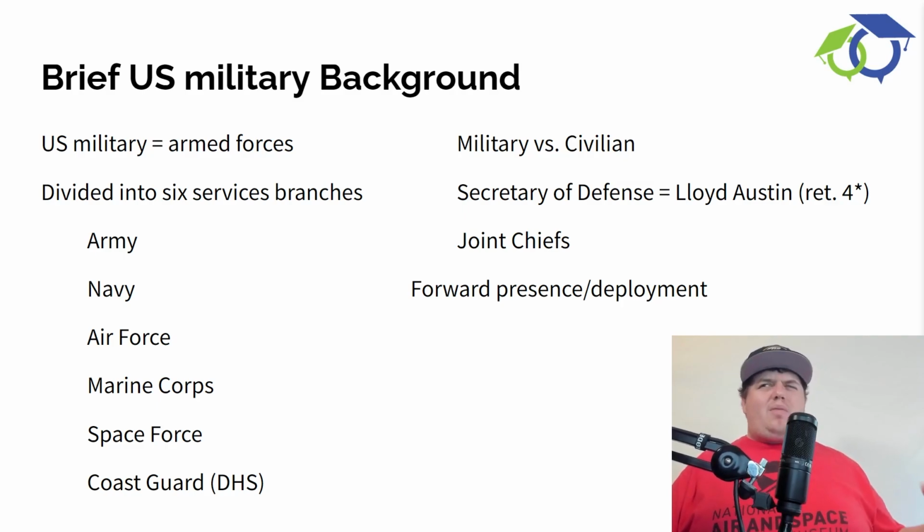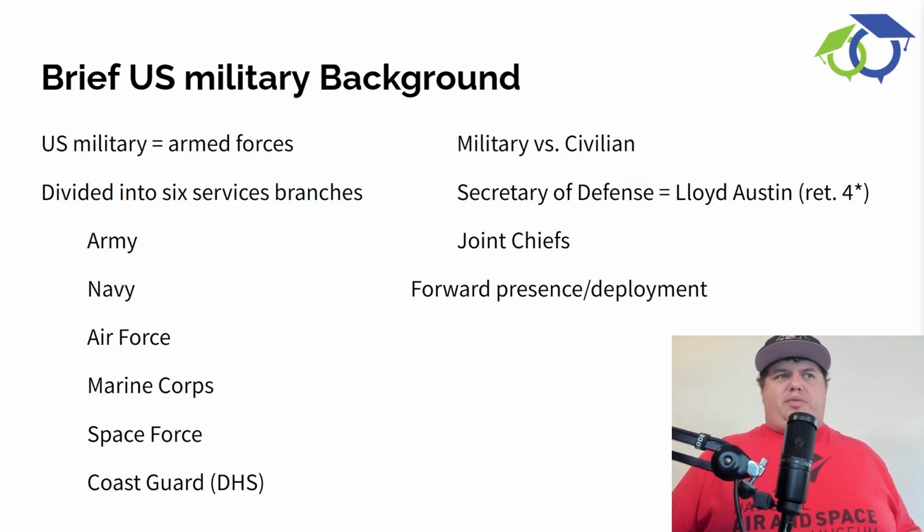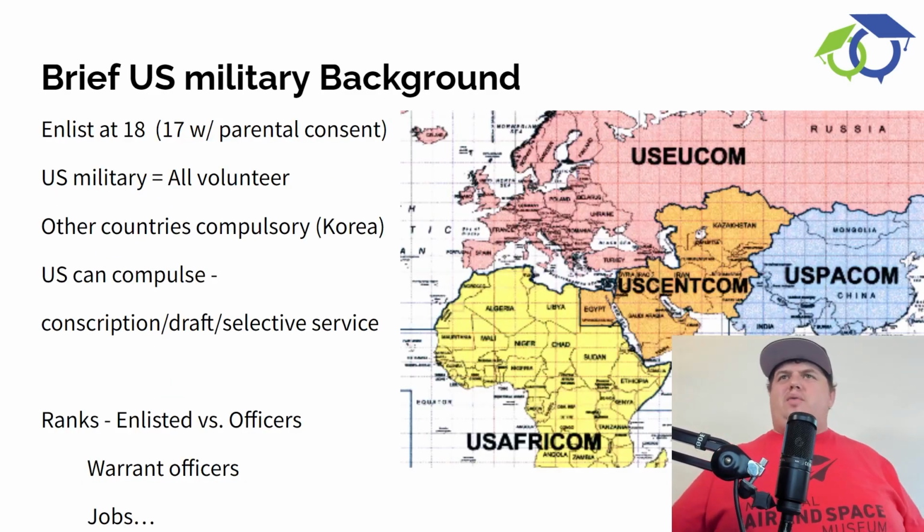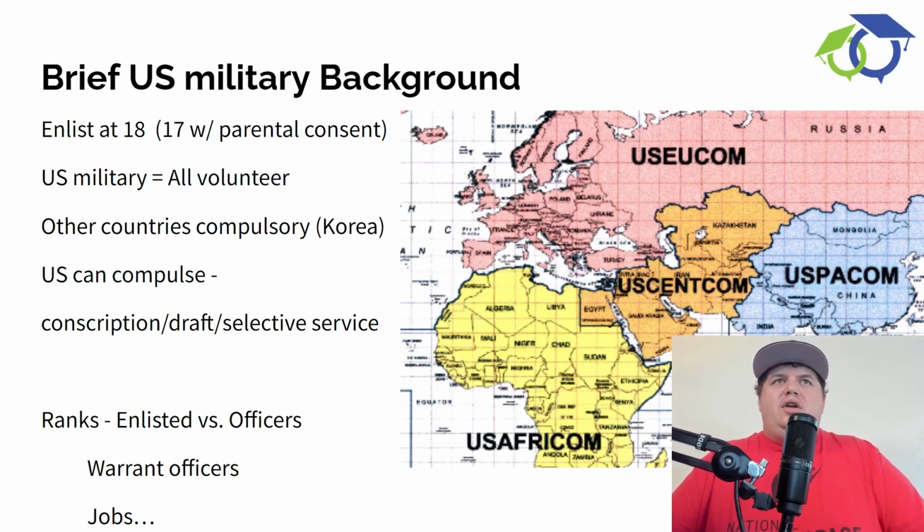So let's look into how you would get into one of these branches to start with. There are two different ways. The first way would be just to enlist. You're 17, 18, you volunteer. There are some countries like Korea where you are required as a citizen of that country to serve in the military for a certain period of time. The United States is not one of those countries. The United States is an all-volunteer professional force. Now, the United States can compel people to serve in the military. It's called conscription. The draft, the Selective Service Act, requires all eligible U.S. citizens to sign up for the draft if there ever was one.